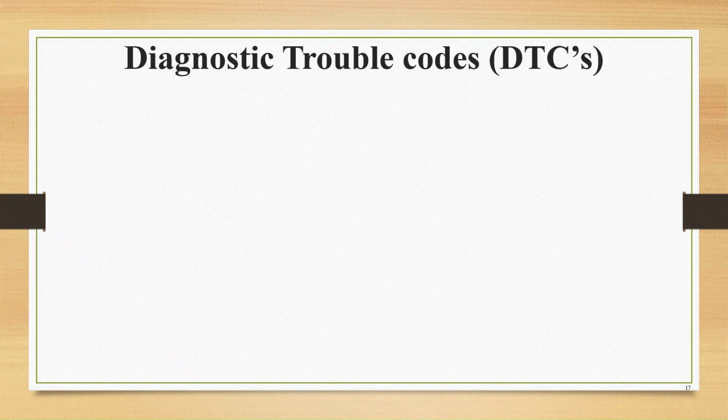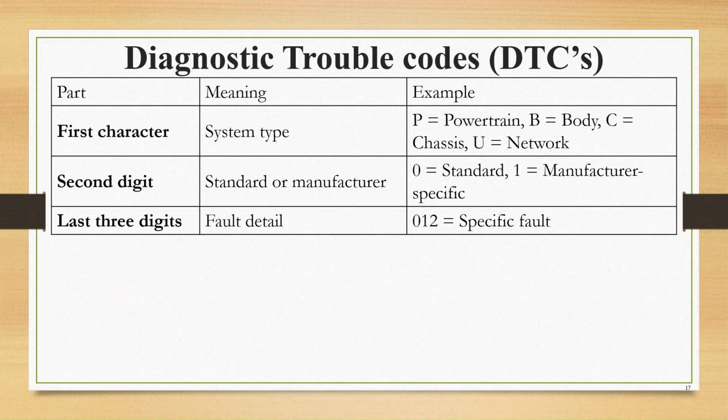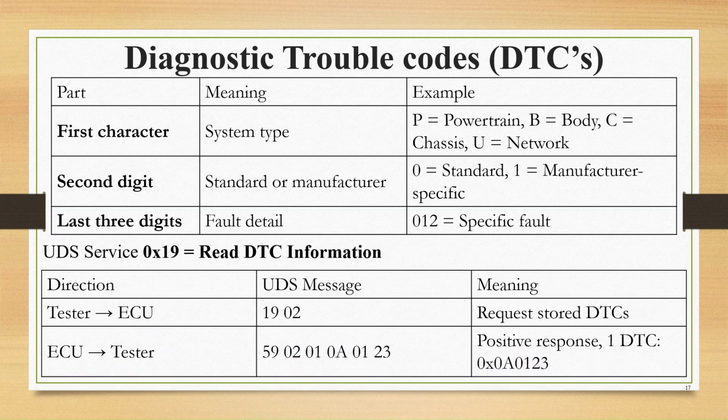Now, let's dive deep into decoding the diagnostic trouble codes. When you see a code like P0123, it's not random gibberish. The first character is the system: P is powertrain, B is body, C is chassis, and U is network. The second digit, 0, is a standard code, 1 is manufacturer specific. The last three give you the specific fault detail.